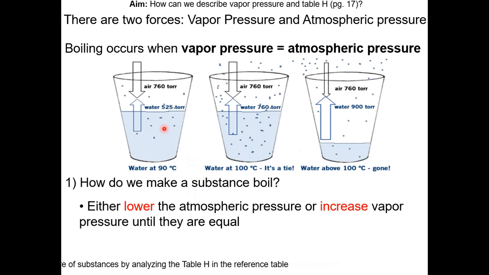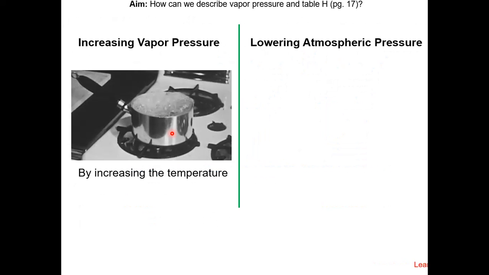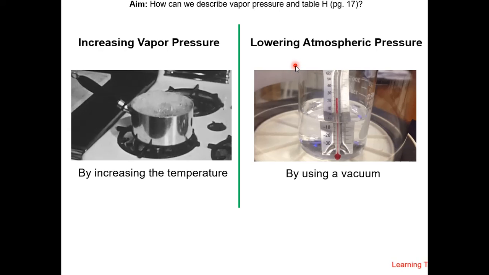We can increase the vapor pressure by increasing the temperature. This is what happens when we boil water in the kitchen. We turn on the heat and the water vapor pressure will start increasing. Once the vapor pressure is equal to the air pressure, the water will boil. Here's a GIF of boiling water by increasing the temperature. By increasing the temperature, you'll be increasing the vapor pressure until it's equal to the air pressure. You can also boil water by lowering the atmospheric pressure.